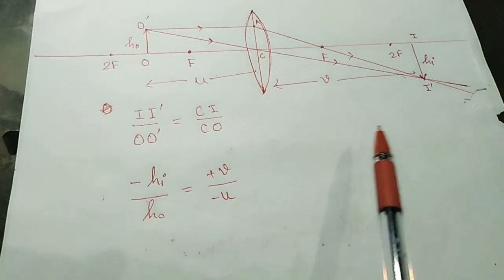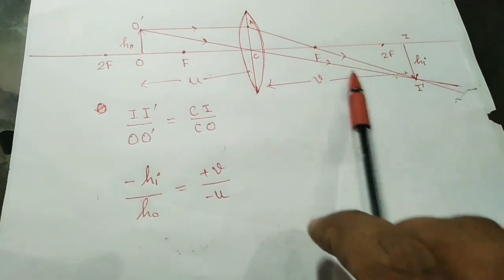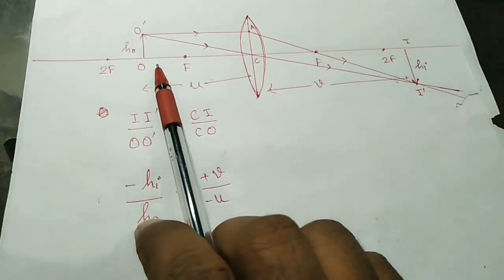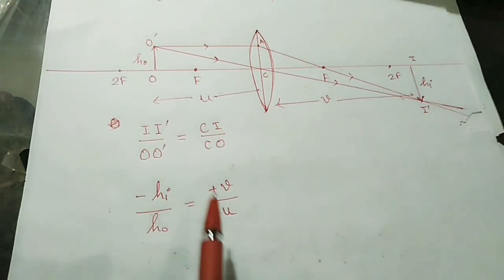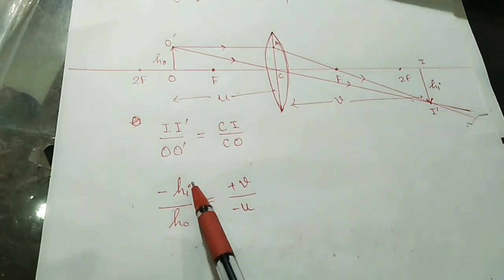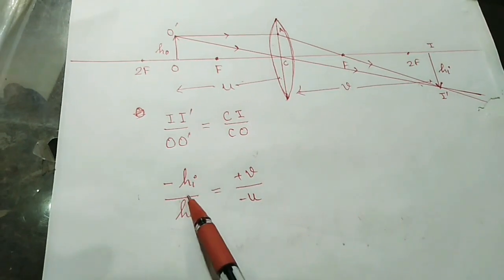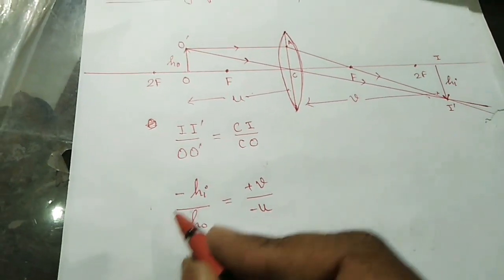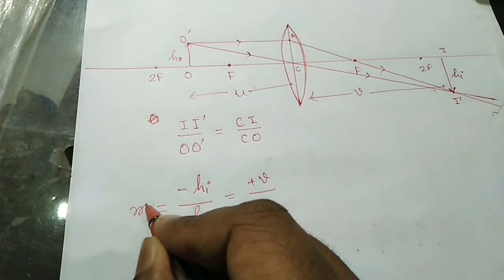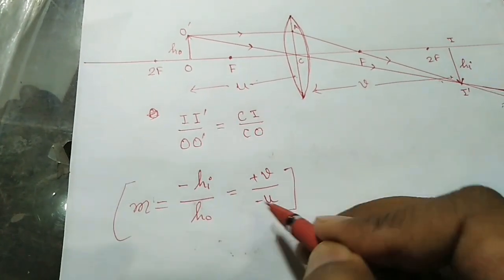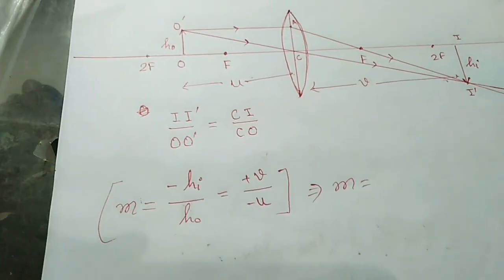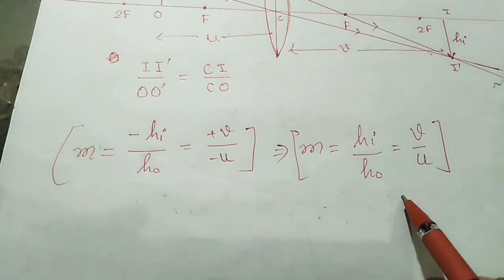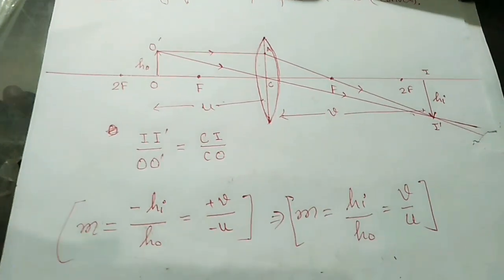By the sign convention, the downward distances will be negative, upward distances positive, right hand side distances positive, left hand side distances negative. And the ratio of image to the object is known as the linear magnification, symbolized by m. Here the negative will be cancelled. So this is the final equation for the linear magnification. Same you can prove using the concave lens.